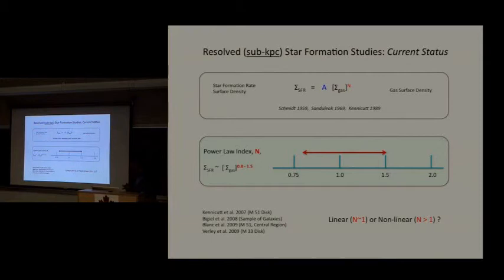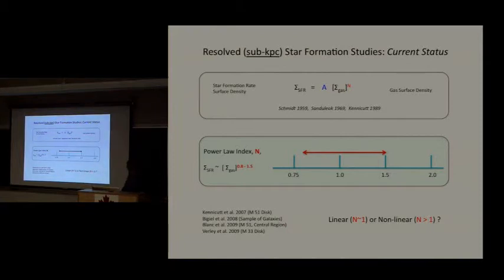In the whole 60s and 70s and 80s, we tried to understand the nature of N, whether it's linear or superlinear, meaning whether it's close to 1 or greater than 1. And during that time, the idea was that it was in between 1 to 4. But when we got better resolution data, starting from last decade, we started realizing that this index has probably a much narrower range, between 0.8 to 1.5. But still, it's unsettled whether it's a linear relationship or a non-linear relationship.